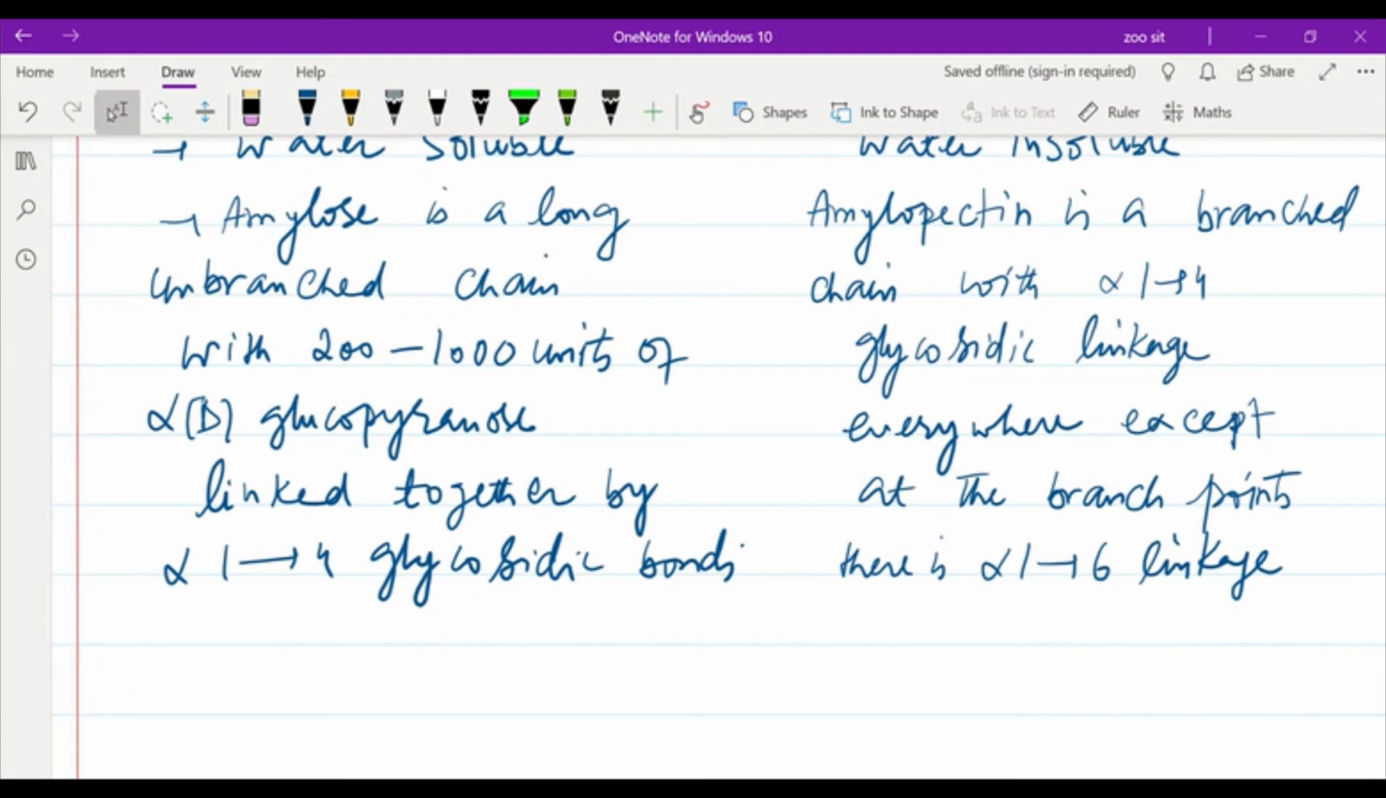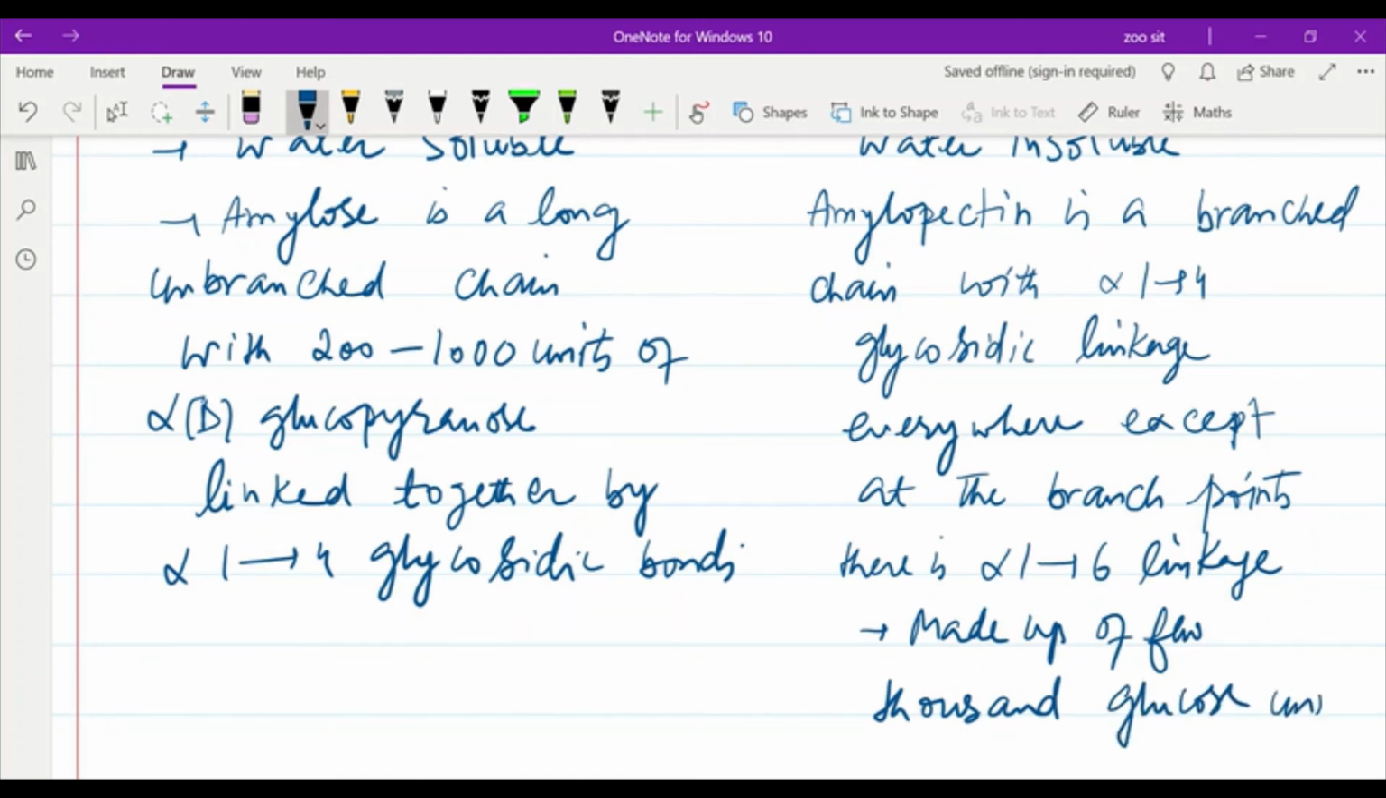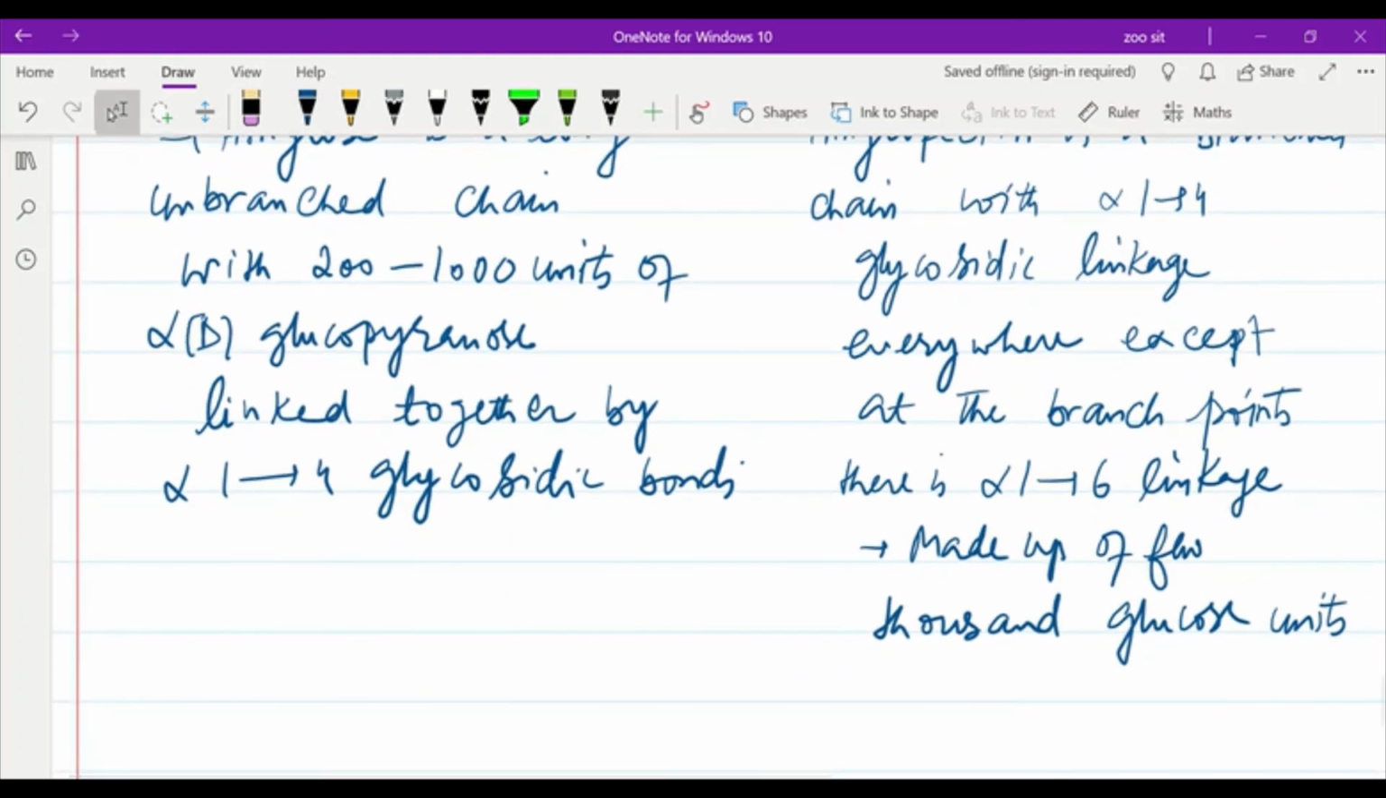Amylopectin is made up of a few thousand glucose units, with 20 to 30 glucose units per branch.